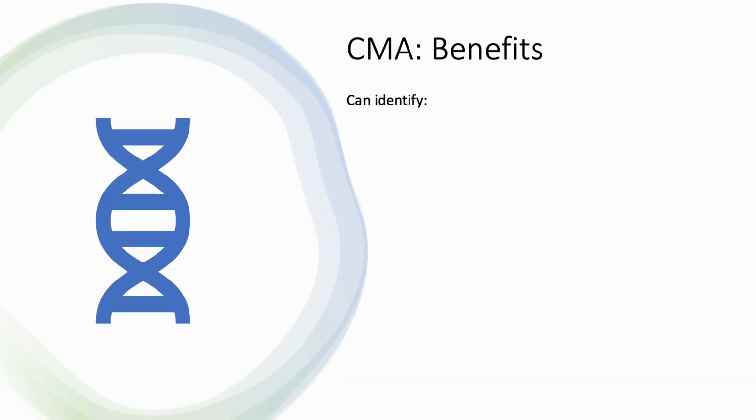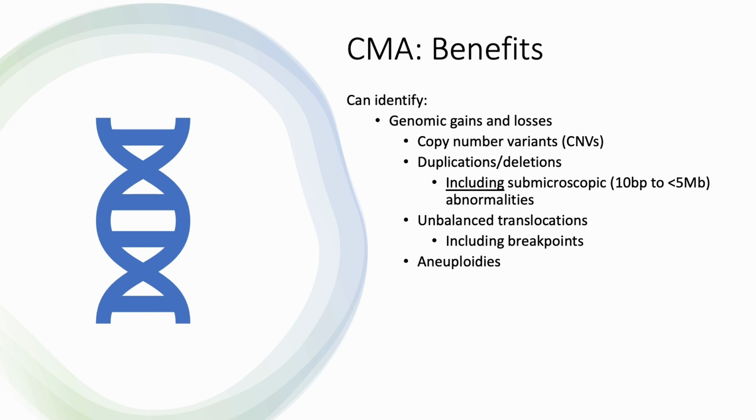Finally, the last notation we see here points to a 3.3 megabase deletion on chromosome 9 between bands p23 and p22.3. Chromosomal microarray testing provides several significant benefits for understanding genetic conditions. First, CMA effectively identifies genomic gains and losses, revealing clinically relevant alterations in chromosome structure. These genomic gains and losses include things like copy number variants and duplications and deletions. CMA offers high resolution for identifying submicroscopic abnormalities ranging from 10 base pairs to less than 5 megabases, which is crucial for detecting smaller genetic changes with significant clinical implications.